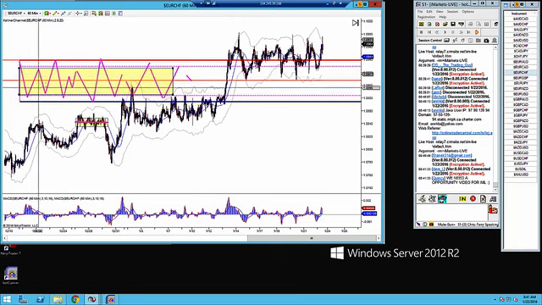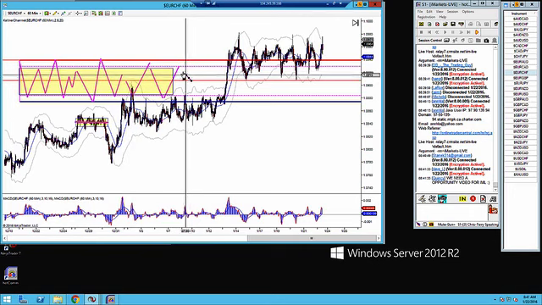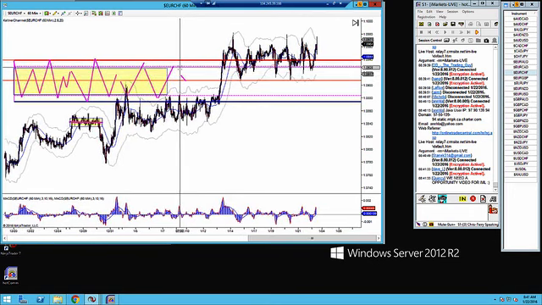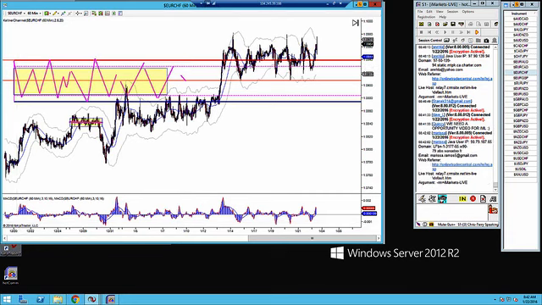This is where 70% of the action has come from. Going forward, the middle of this is called a point of control. This is the value area. This is where the market feels it's a fair price in this zone. It's a fair price.